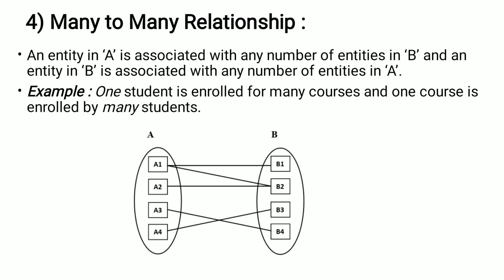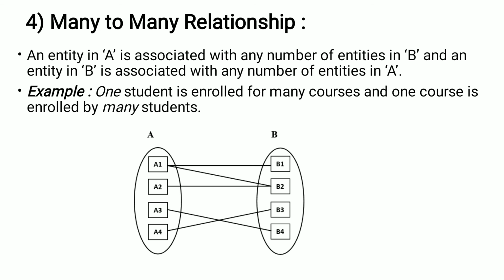The fourth one is the many to many relationship. An entity in A is associated with any number of entities in B, and an entity in B is associated with any number of entities in A. For example, one student is enrolled in many courses and one course is enrolled in by many students. That is many to many: many courses and many students.